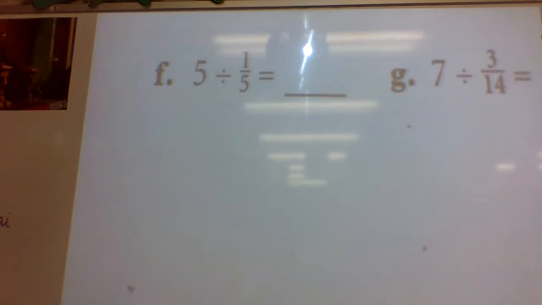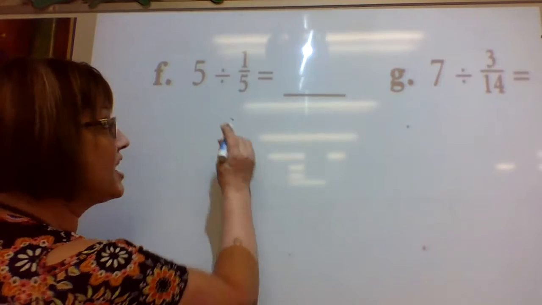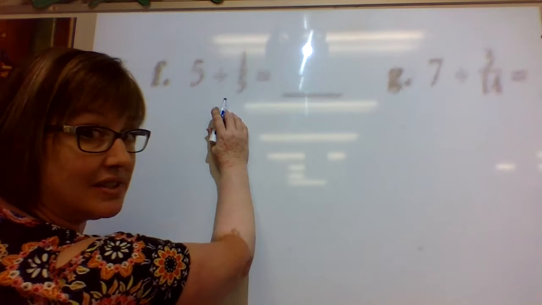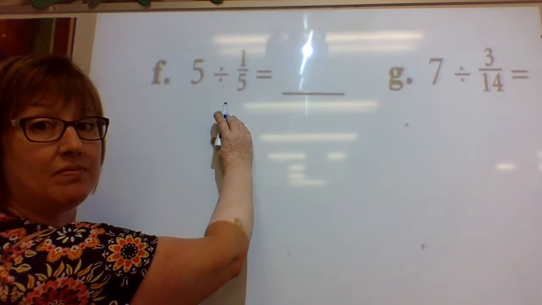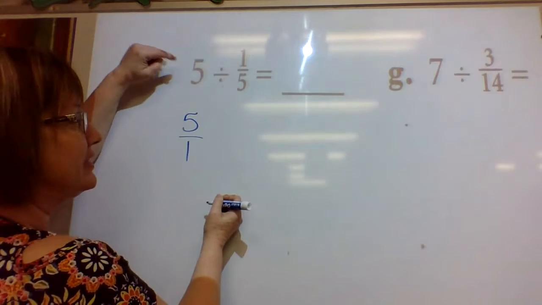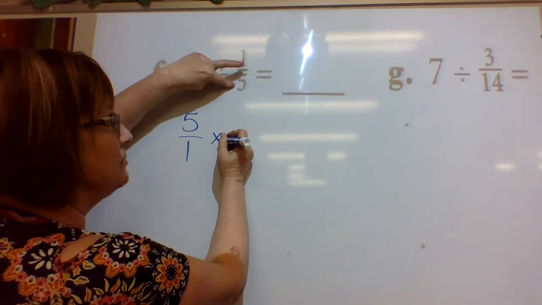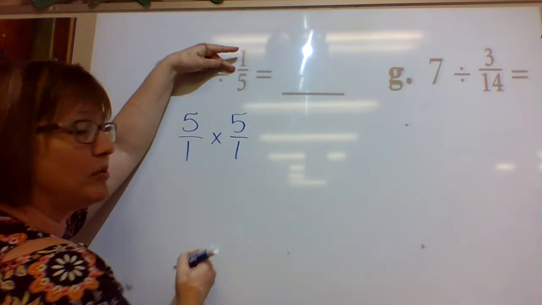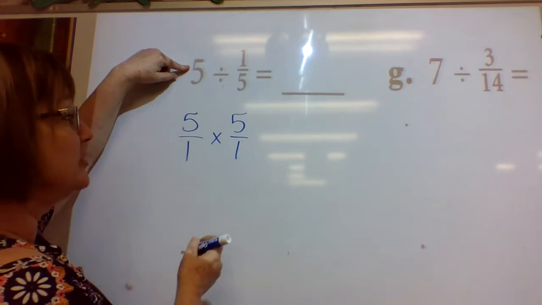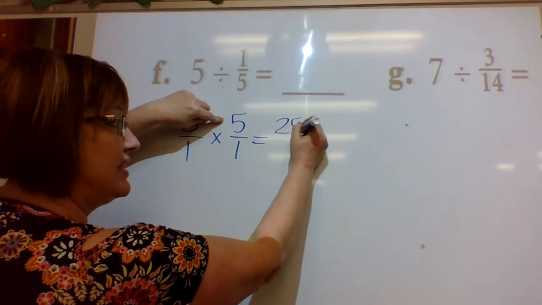So let's look at F. Okay, this time it's a whole number divided by a fraction. This is not in focus very well. Okay, so 5/1, that's 5 whole pizzas, times, turn it upside down, so we end up with 5/1 times 5. If you took 5 apples, divided every one of them into 5 pieces, you'd end up with 25 pieces, right?